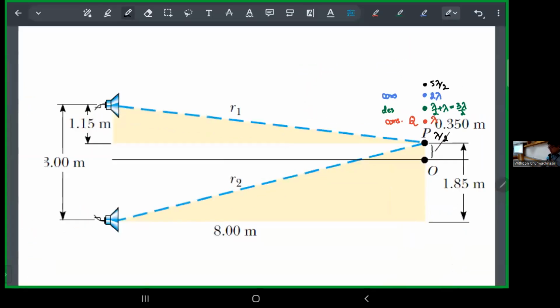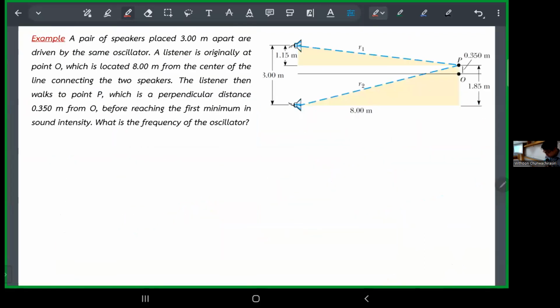All right, guys. So how are we going to calculate this, Bojan? This is going to be straightforward because the condition that we want here is just the constructive one. The first minimum gives you delta R equal to lambda over 2. That's it. So what is the delta R, Bojan?